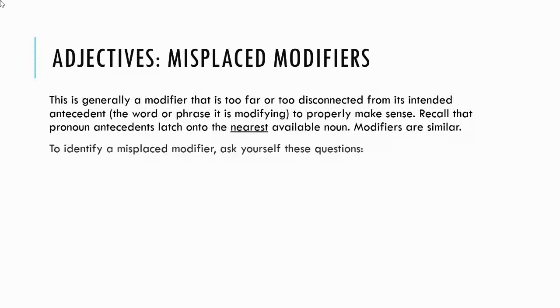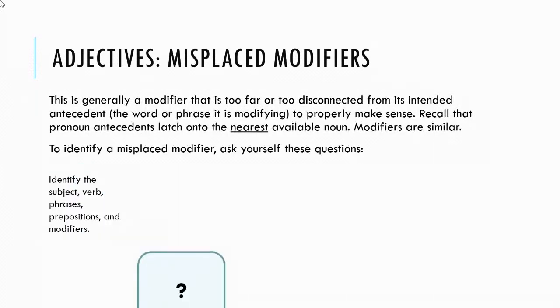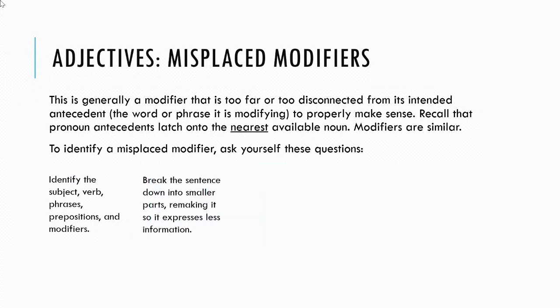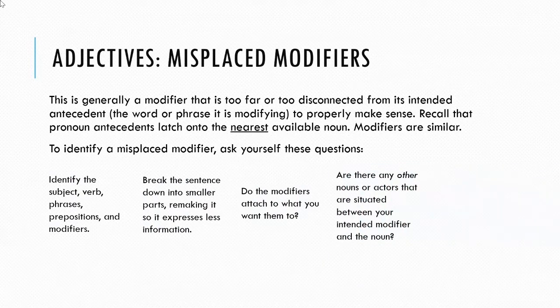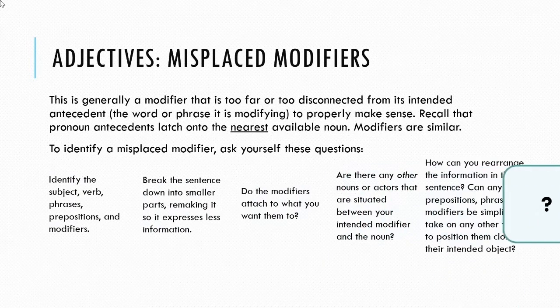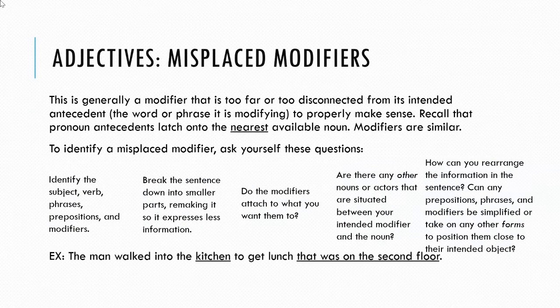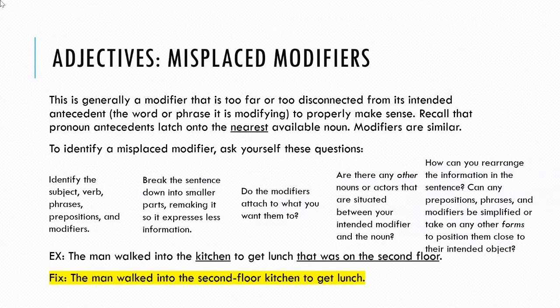Another common grammar error dealing with adjectives is misplaced modifiers. Generally, this is a modifier that is too far or too disconnected from its intended antecedent, or the word or phrase it is modifying, to properly make sense. Recall that pronoun antecedents latch onto the nearest available noun. Modifiers are similar. To identify a misplaced modifier, ask yourself these questions.